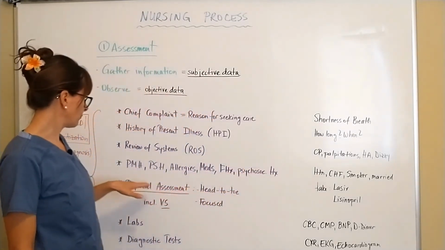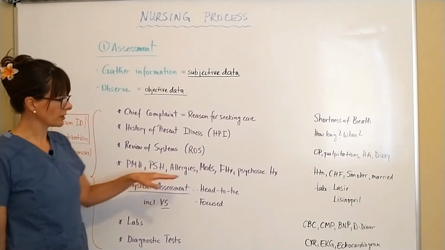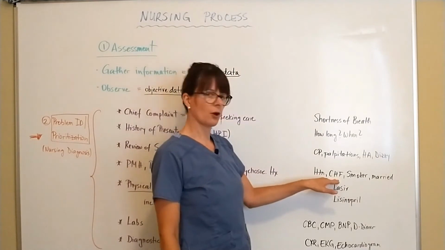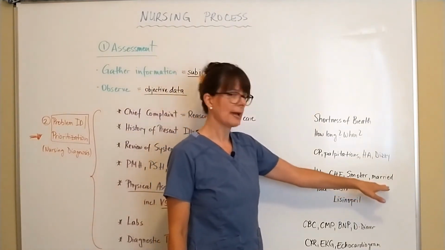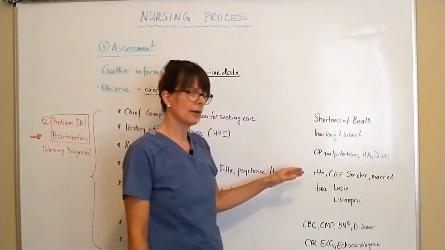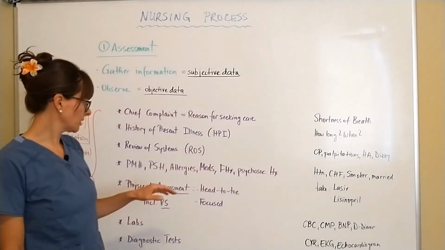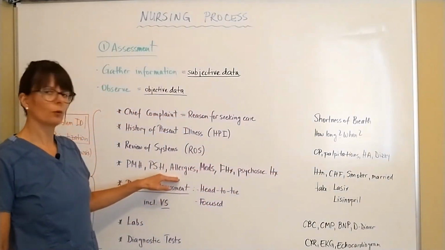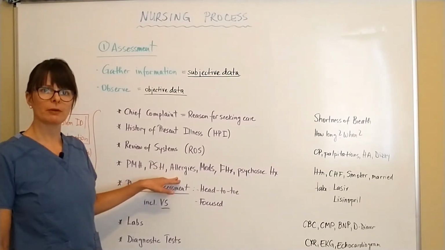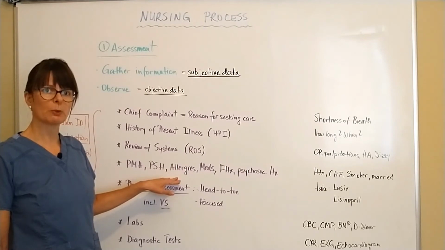And then, for example, for past medical history and surgical history, they might tell us, oh yeah, I have a history of hypertension, congestive heart failure, I smoke, and I'm married. So those are important things to note here. Now, what's also important here is that we also only ask for pertinent information.